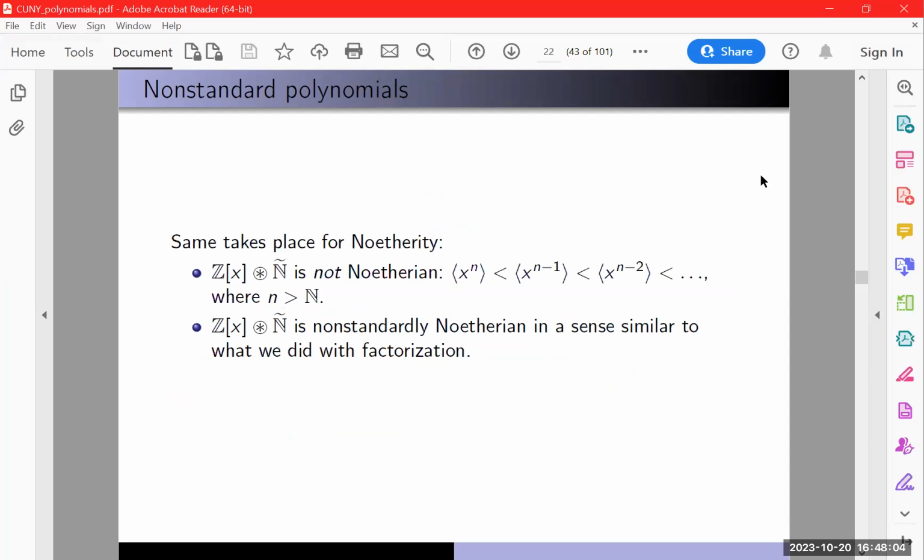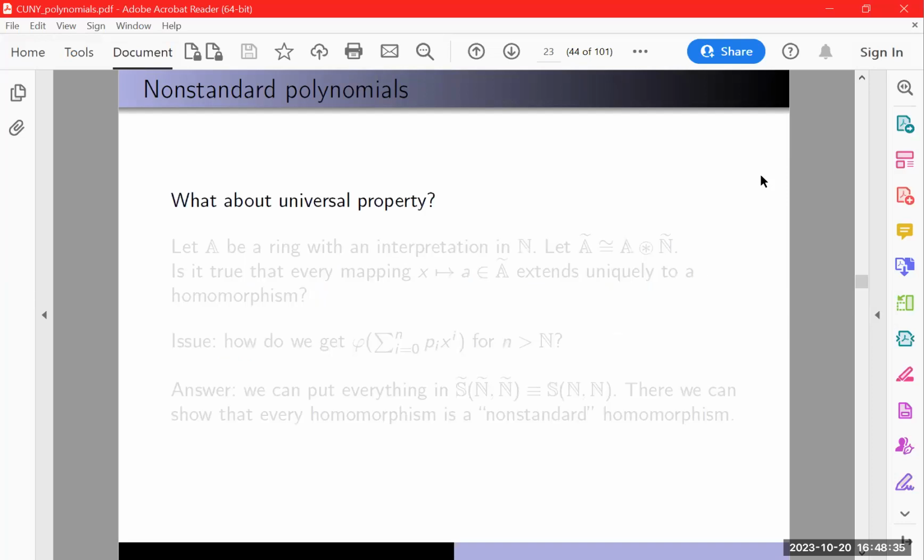A similar thing happens with Noetherianity. Again, this ring is very much not Noetherian, because if you start with a non-standard power, you can descend infinitely. So your ideals keep increasing. But that's just because, again, we're not looking at the right thing. We should not be thinking about finite chains. We should be thinking about non-standard chains. And then you can formulate that, yes, it is non-standardly Noetherian. Okay, so now one last thing. There are several properties like that, so I don't want to go through all of them.